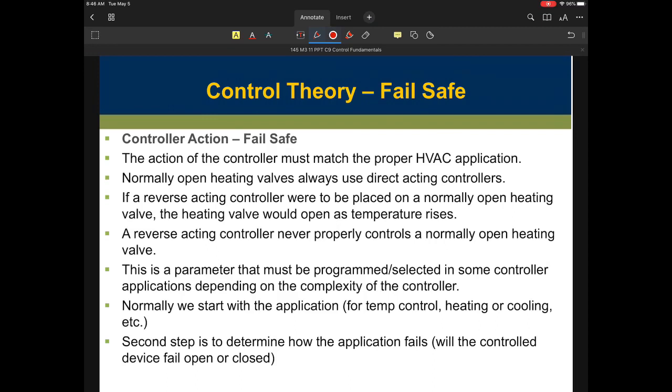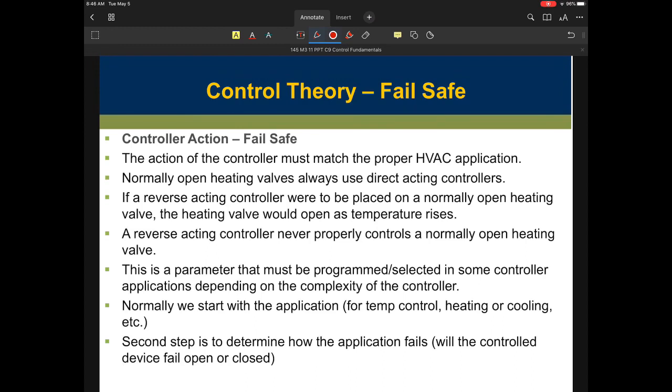The next one that we're going to talk about is control theory, or fail safe. There's a mode that we oftentimes use called fail safe mode. What we have to do is determine, based on the application, how you want your component to fail. So the action of that controller has to match or be appropriate for whatever that application is. So if you're controlling static pressure, how would you want this to fail?